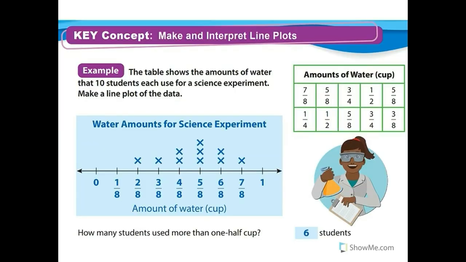So let's check it out. Our key concept, make and interpret line plots. Our example, the table shows the amount of water that 10 students each use for a science experiment. Make a line plot of the data. So they have our data here and then make a line plot. So one of them was 2/8, so that's why they have 2/8. One of them was 3/8. Two of them are 4/8. So the 4/8 we're going to make sure and put 2 of.